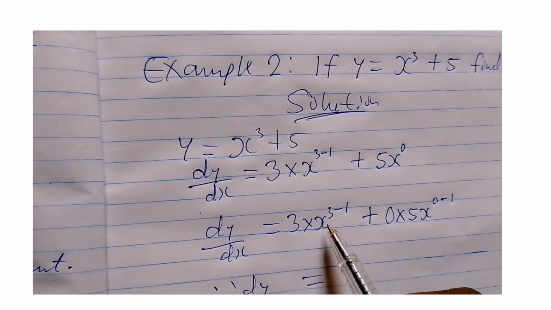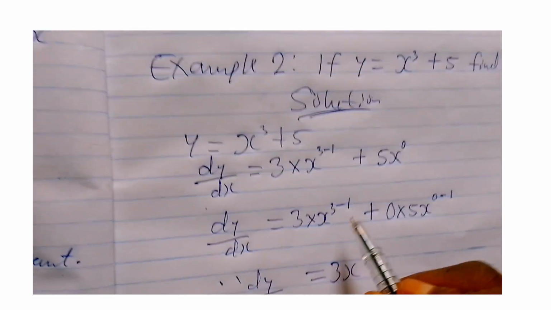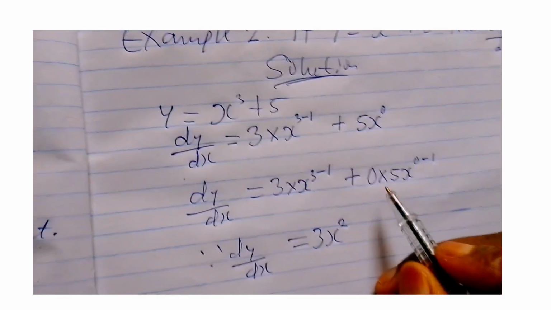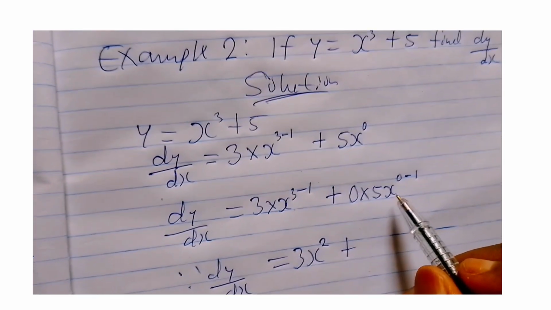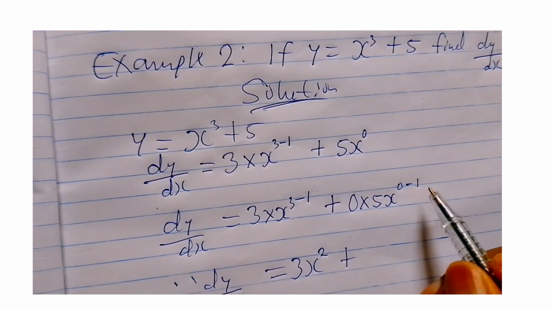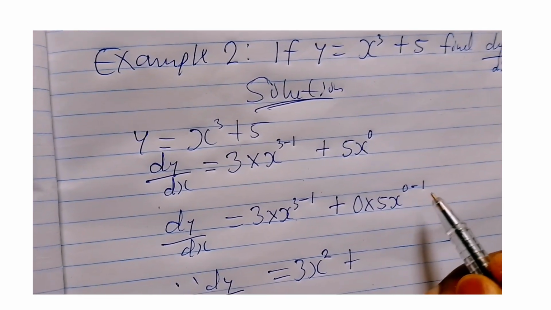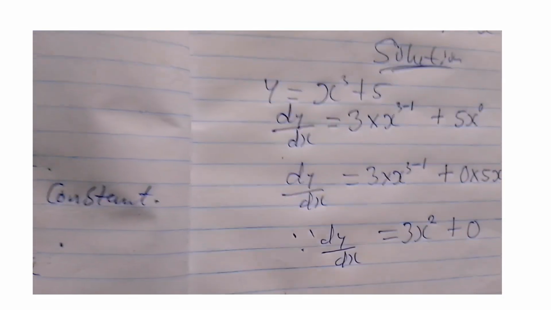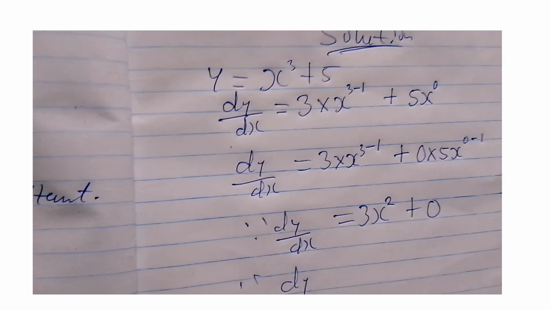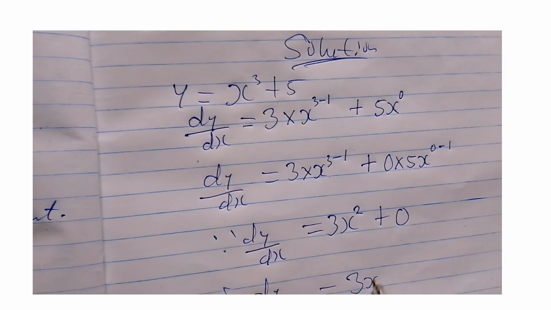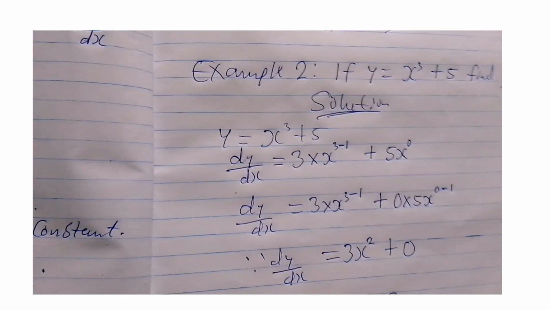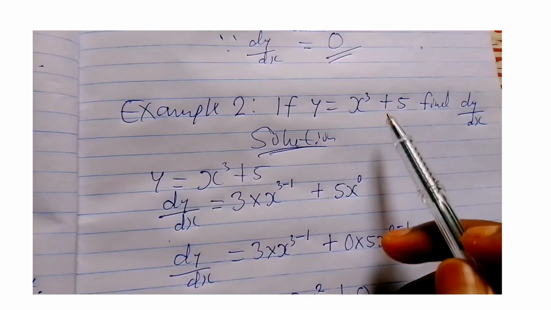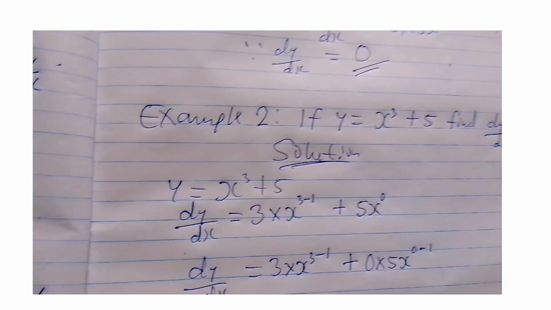Therefore, our dy over dx is going to give us 3 times x, which is 3x, then 3 minus 1 gives the power 2, so 3x squared. Now look at this guy. 5x raised to the power of 0 minus 1 gives us 5x raised to the power of minus 1, then you multiply by 0. Anything multiplied by 0 is 0. So therefore, our dy over dx is equal to 3x squared. And this is the final answer of the derivation of y equals x cubed plus 5, because when we derive the constant here, it gives us 0. I hope you understand this.